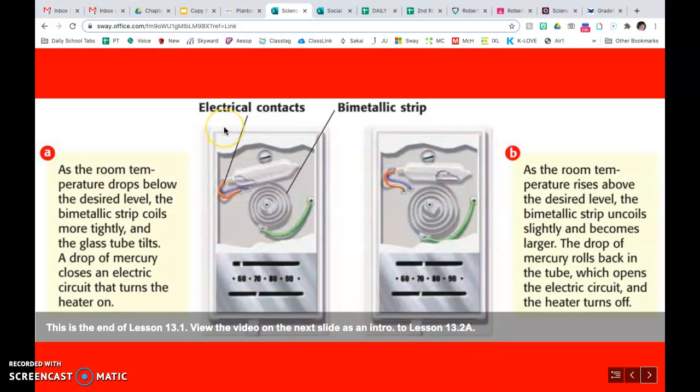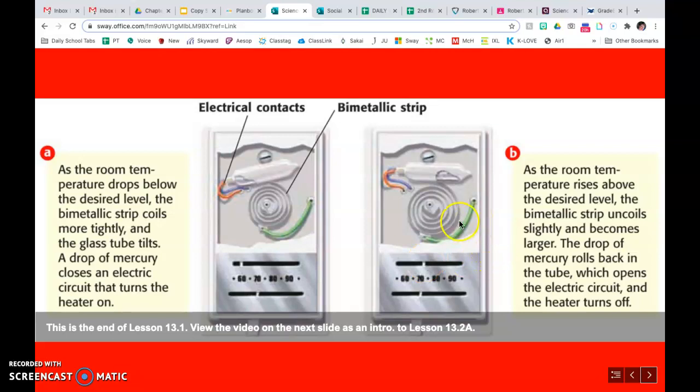So here is what a thermostat would look similar to on the inside. So you can see it's coiled up in both. As the temperature drops below the desired level, the bimetallic strip coils more tightly and the gas tube tilts. A drop of mercury closes an electric circuit, and that turns the heater on. So that's how it knows to come on at whatever degrees you have it set at, 68 degrees, 70 degrees.